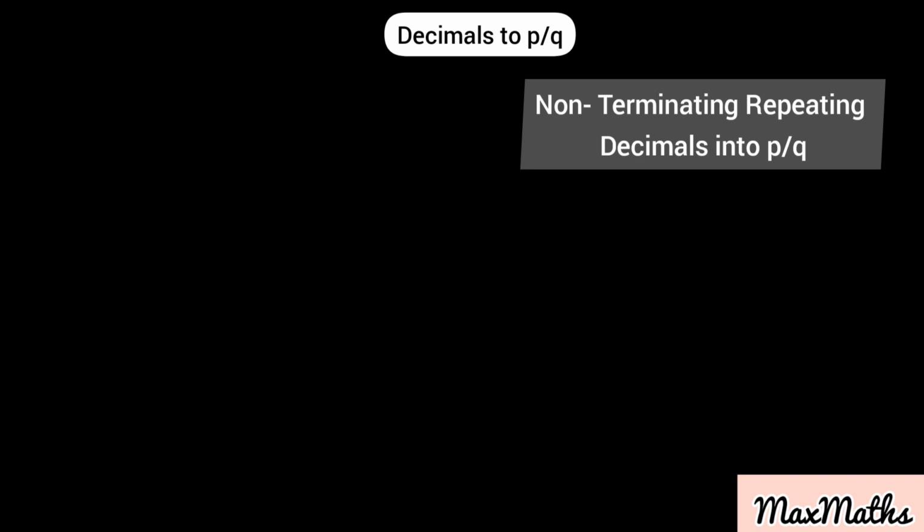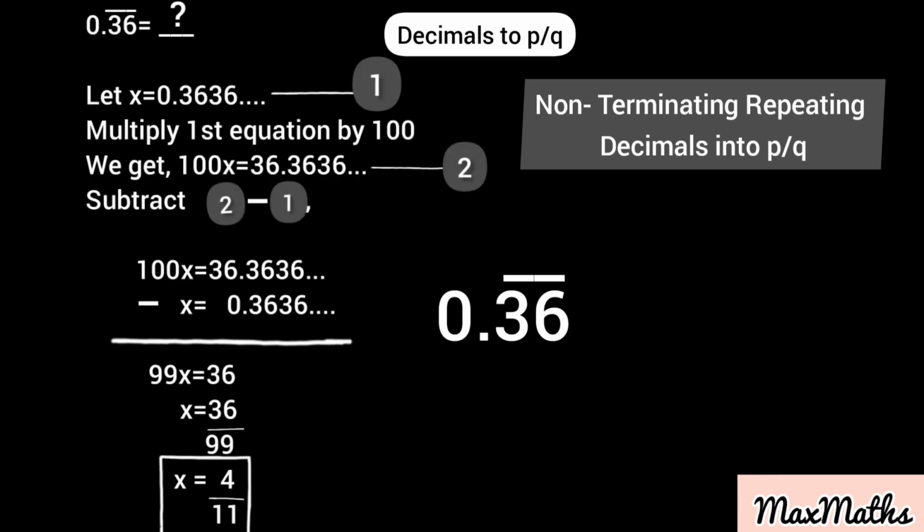As we know, a non-terminating repeating decimal has repeating digits after the point. So first count how many digits are repeating after the point. In this decimal, you can see the bar is on 3 and 6, which means both the digits 3 and 6 are repeating after the point. So to convert this non-terminating repeating decimal into a rational number, we'll follow these steps. In the first step, we'll take this non-terminating repeating decimal as x, and let us say that x is equal to 0.3636 and so on is the first equation.